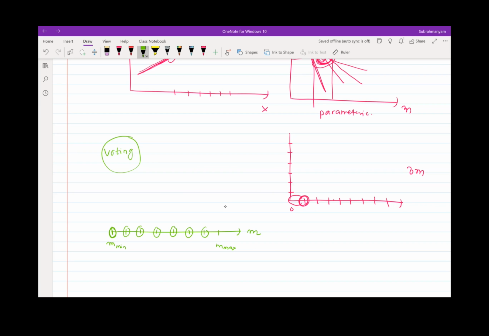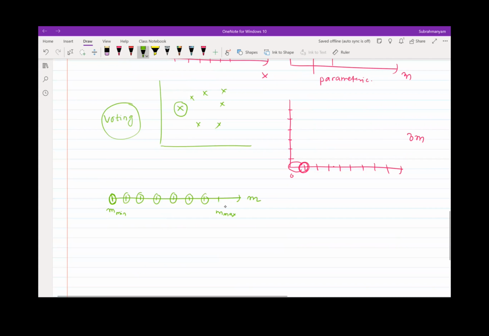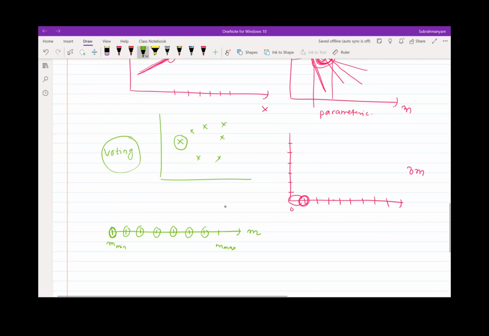Now what you are going to do is go through each point here. Let's say you have these points, you go through each point. Now for this point, you first look at this slope value. Let's call some slope value m naught.